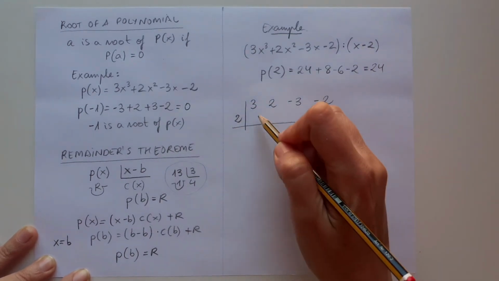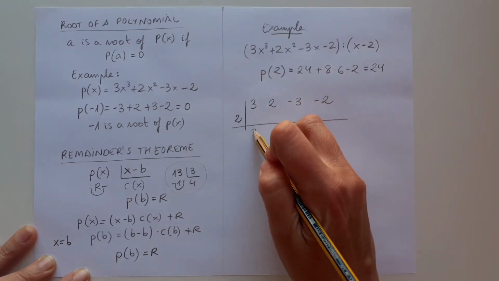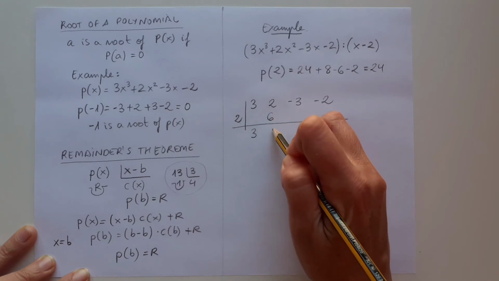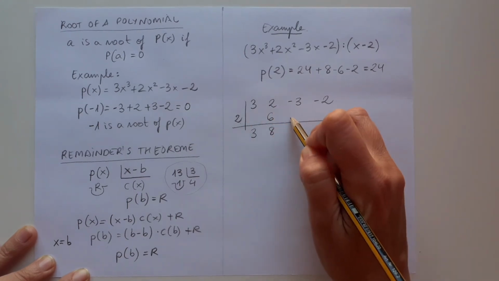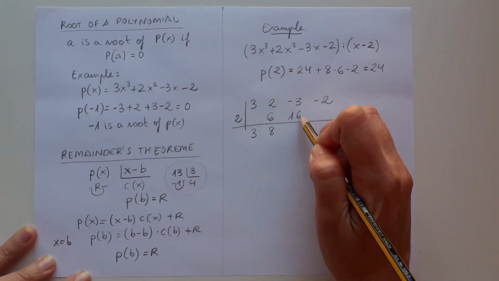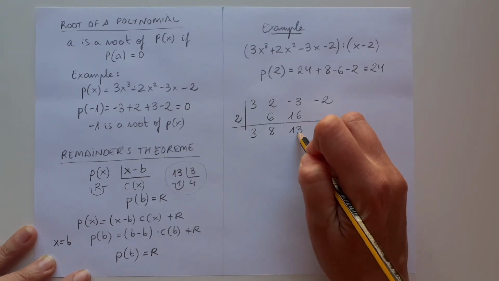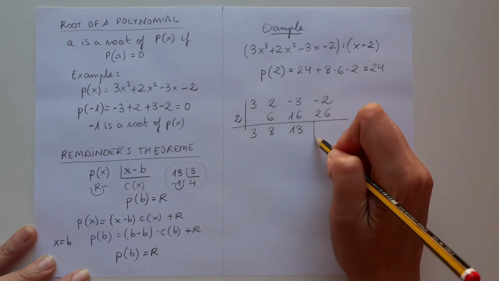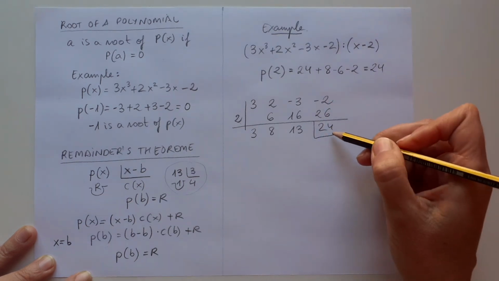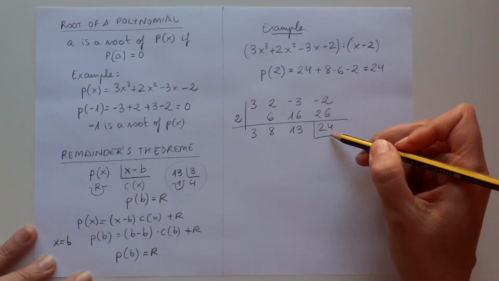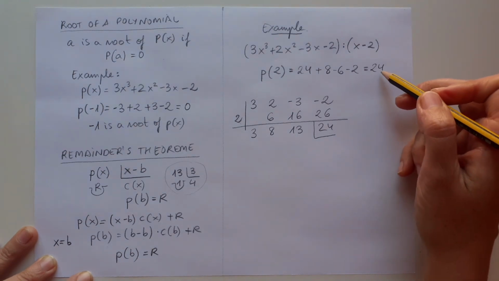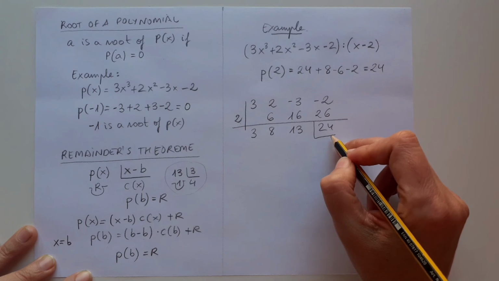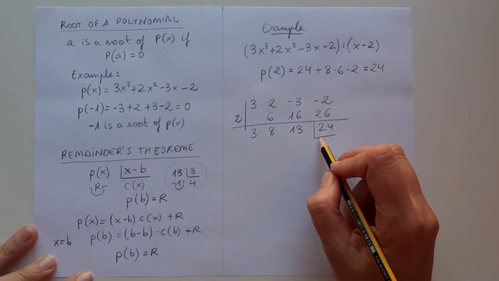We pull down the first term, that is 3. 3 times 2 equals 6. 2 plus 6 equals 8. 8 times 2 equals 16. 16 minus 3 equals 13. 13 times 2 equals 26. And 26 minus 2 equals 24. And this is exactly the remainder that we obtain using the theorem. So it is correct.